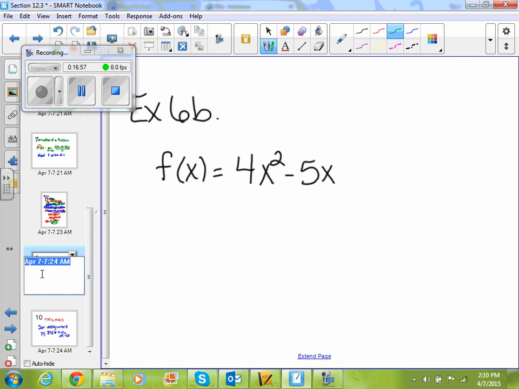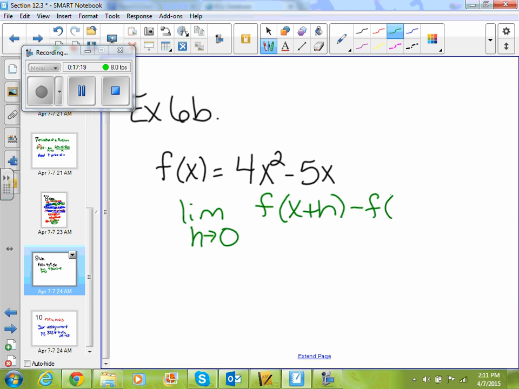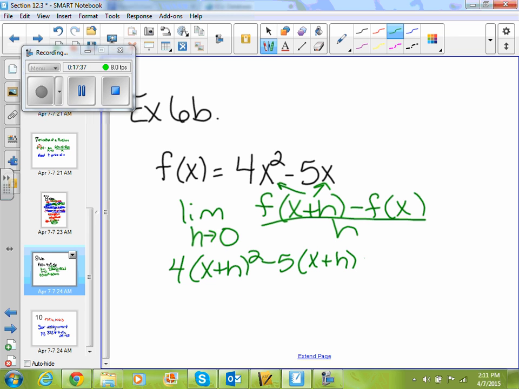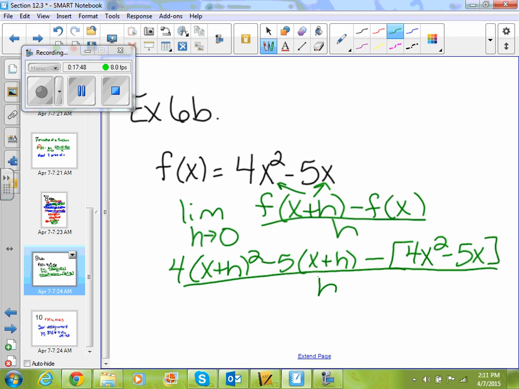Okay, so let's do one more like that, and you guys can get started. So 4x squared minus 5x. Okay, so I'm still looking for my derivative. So my limit as h approaches 0 of f of x plus h minus f of x divided by h. And f of x plus h tells me to put x plus h in for my x's. So 4 times x plus h squared minus 5 times x plus h minus f of x, which is 4x squared minus 5x, divided by h.